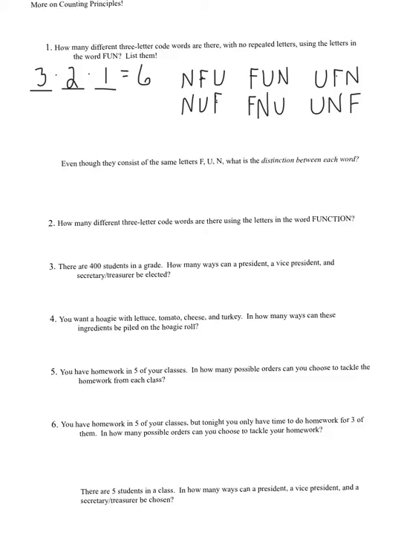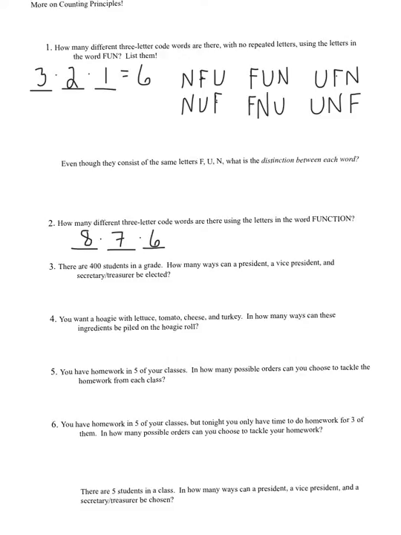For question 2, if we were going to use the letters in the word function, well again, fundamental theorem of counting. My first event has 8 choices because I have 8 letters, but then I only have 7 choices for the second letter because I've used up 1, and then 6.